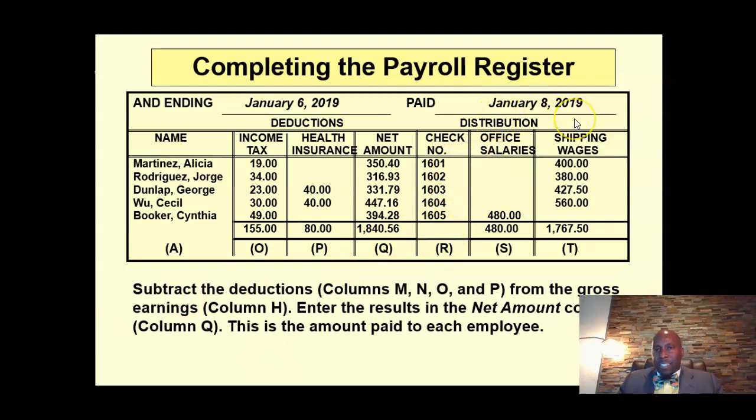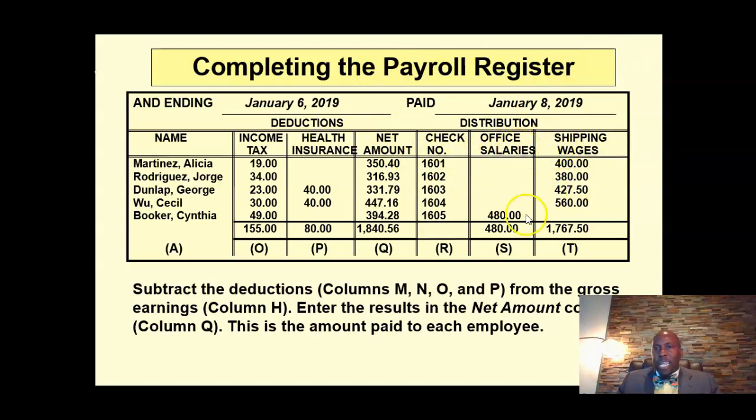Now, this last section says distribution. This shows the actual department or division, if you will, that each of our employees work for. For example, Cynthia works in the office and she is paid a set amount per pay period, meaning she's earning salaries. Hence, office salary. The other 4 employees work in the shipping department and they're all paid an hourly rate of pay, meaning they're earning wages, and you have shipping wages.